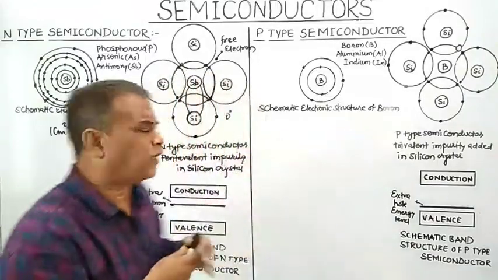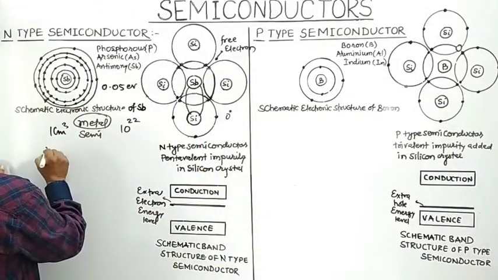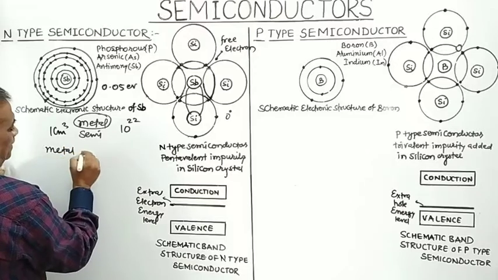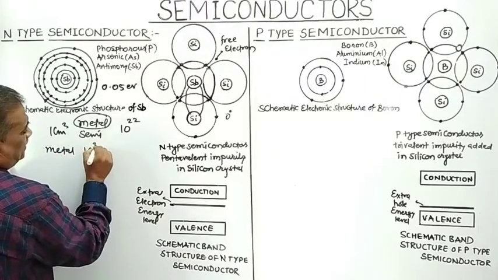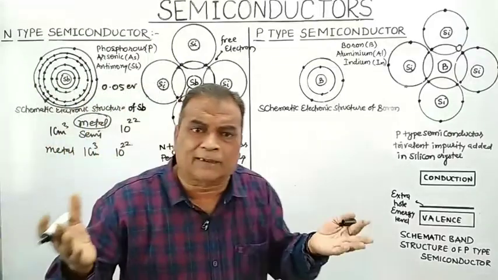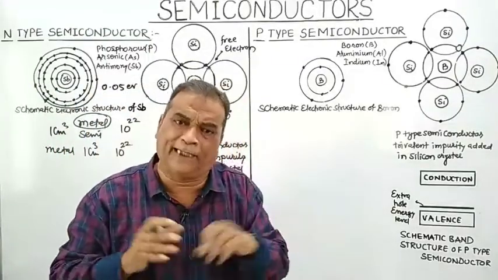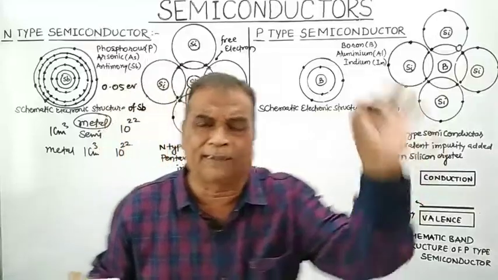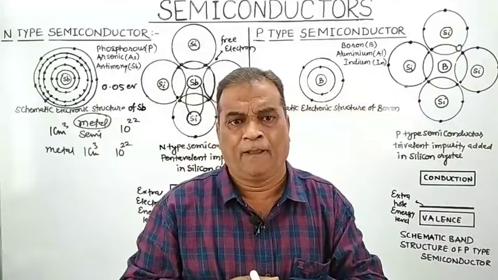Means in case of metal, what you can say, that in 1 cubic centimeter of metal, how many free electrons are available? 10 to the power 22 free electrons are available for conduction of electricity.